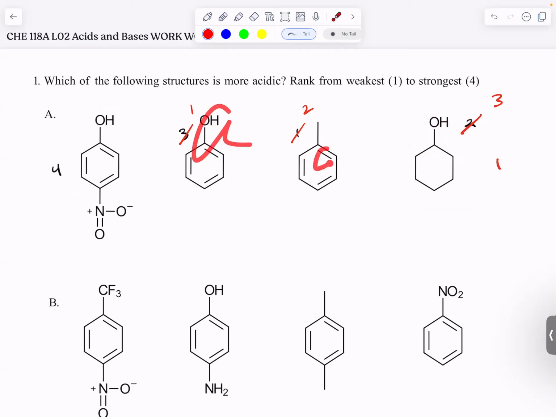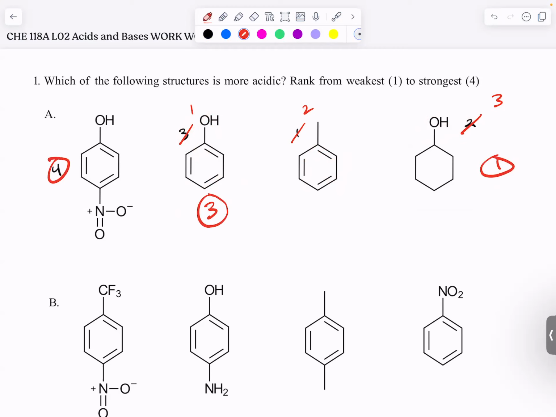And then between these two, this benzene ring has an OH group, right? Versus this one has a methyl group. So when we rank the acidity, this one's going to be the next best acid. So I'll rank it as number 3, which is what you originally had, right? And I'm going to rank it as number 3 because it's second place.